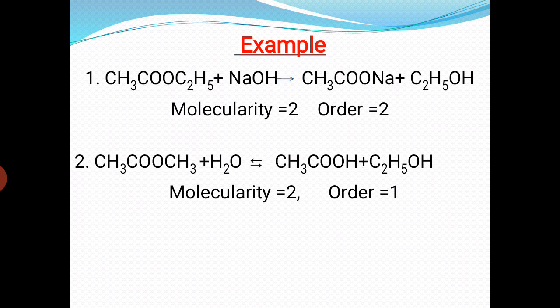Consider these two examples. The first one is the saponification of ethyl acetate. In this reaction, one molecule of ethyl acetate and one molecule of NaOH are taking part, and hence the molecularity of this reaction is 2. At the same time, the rate of this reaction depends upon the concentration of ethyl acetate as well as the NaOH molecules, and thus the order of this reaction is 2. While in the second chemical reaction, molecularity of the reaction is 2, but the order of reaction is 1 because the rate of the reaction depends only on the concentration of methyl acetate molecules.